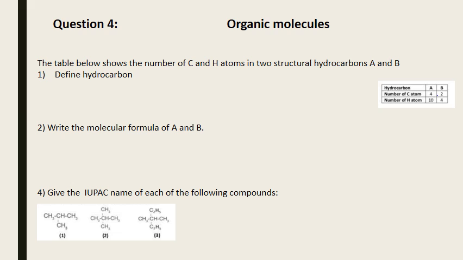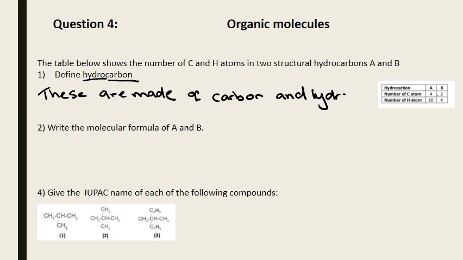The table below shows the number of carbon and hydrogen atoms in two structural hydrocarbons A and B. Define hydrocarbon. So the clue is in the name: hydro, hydrogen, and carbon. So these are made of carbon and hydrogen atoms only.